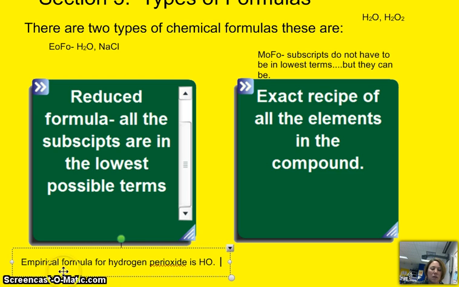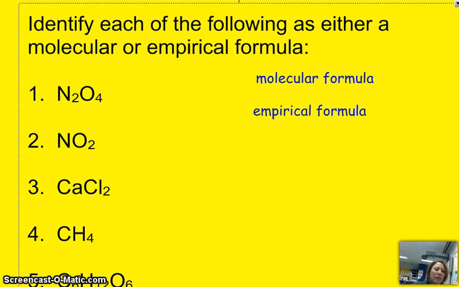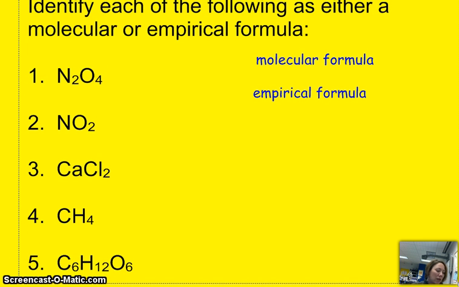Okay? So empirical means simplest, molecular means not necessarily simplest. It means exact recipe, where the numbers can be divisible by something other than 1, okay? If you look at the examples right here on the next page, or at the bottom of that page, what I'd like you to do is identify these formulas as either molecular or empirical. It's easiest to identify the empirical, and I'll walk you through this.